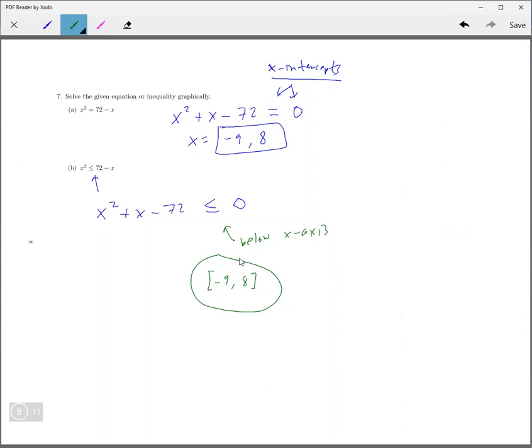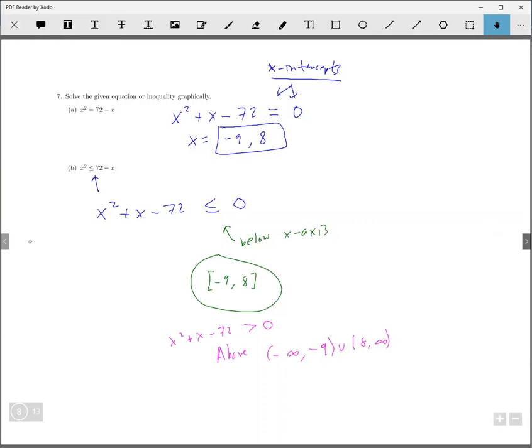Now if it had asked for above, or if it had asked for this one right here, greater than 0, then it would be where is it above? And the answer would be from -infinity to -9, union from 8 to infinity. But it didn't ask for that, so don't worry about that. That would be where the graph was above.